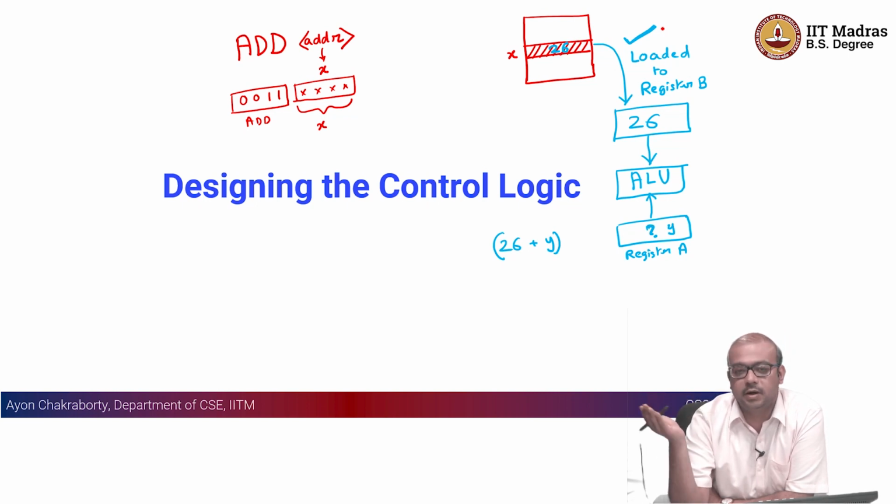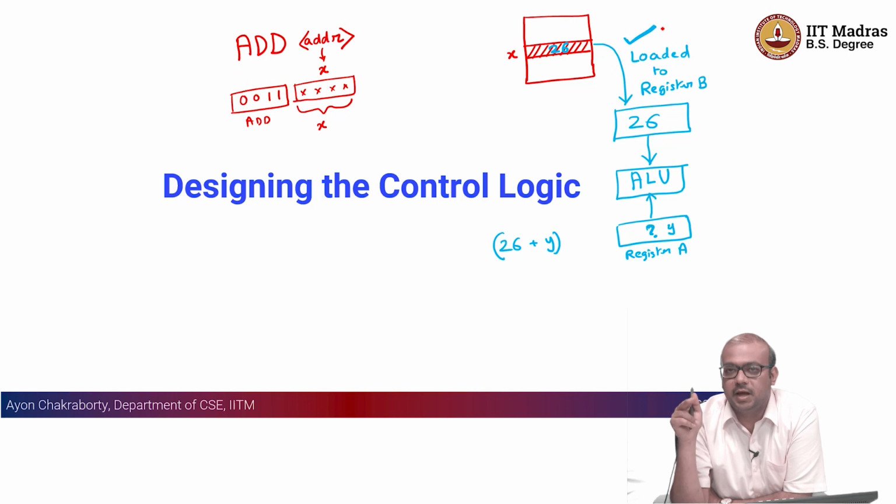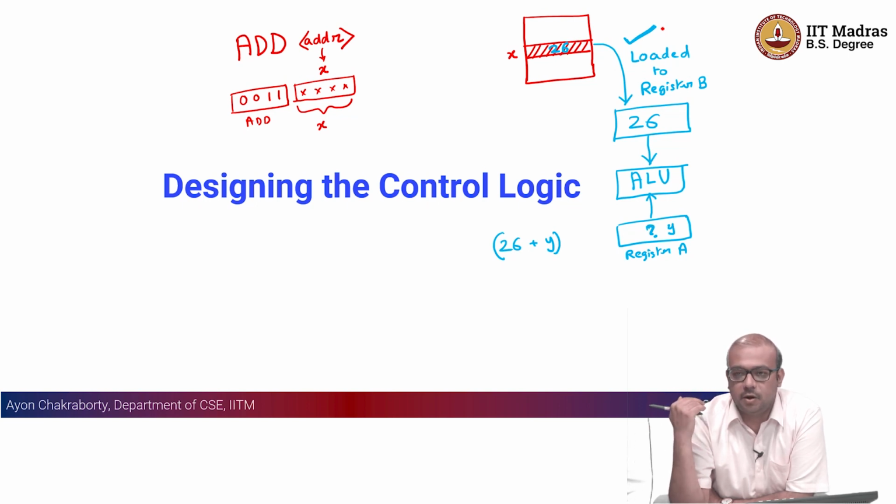I could have also loaded it to register C, right, still it is going to do our job, just that the C has to be connected to ALU directly and so on. That is the part of the micro architecture that is not exposed as with the ISA, right. The ISA is happy as long as you do what you tell. Okay.